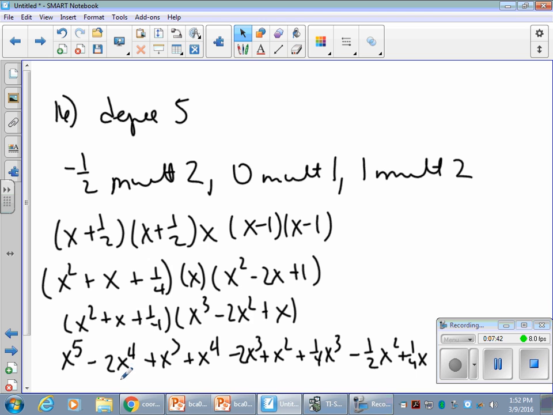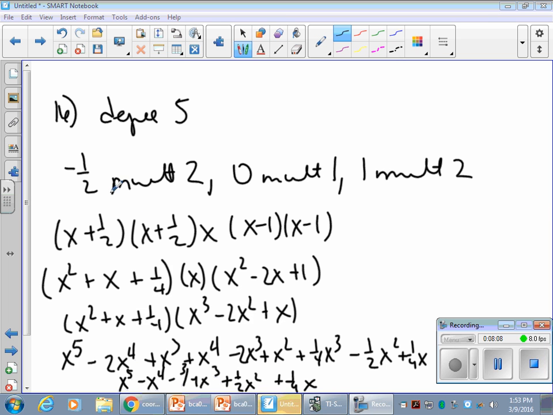Which will be x to the 5th minus x to the 4th. I got x cubed minus x cubed plus 1/4, which would be negative 3/4 x cubed. I've got a x squared minus a half x squared, which would be a half x squared, and then a 1/4 x.